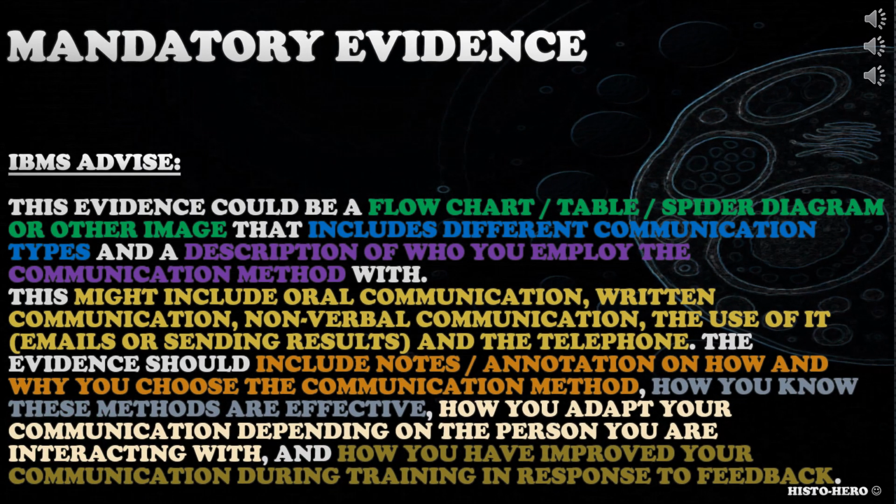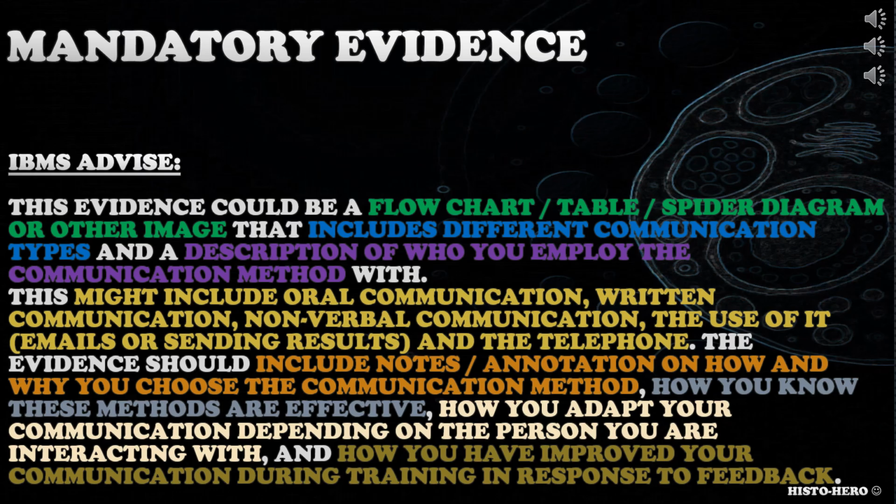IBMS also offers their advice on how to approach this mandatory evidence, which I think is very good. The first piece of information tells you what type of evidence IBMS would like you to use. You could use a flow chart, table, spider diagram or an image. This depends on your personal preference. Next is advising you to include different communication types in the evidence. Consider verbal, nonverbal, written, visual, listening, interpersonal or mass communication.